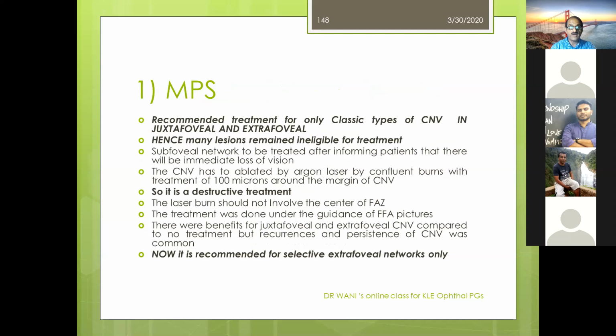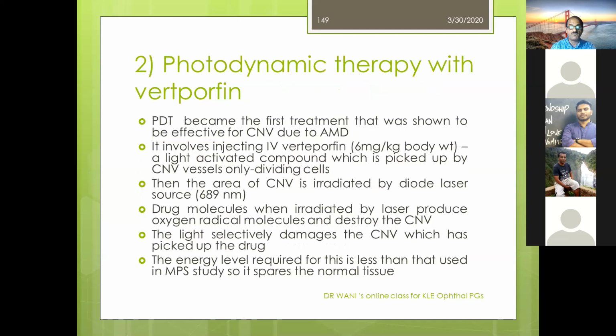Okay, now then photodynamic therapy. I'll tell a few words about photodynamic therapy. Photodynamic therapy was the first treatment that was shown to be effective in AMD because macular photocoagulation was not very effective. But it also does not improve vision.